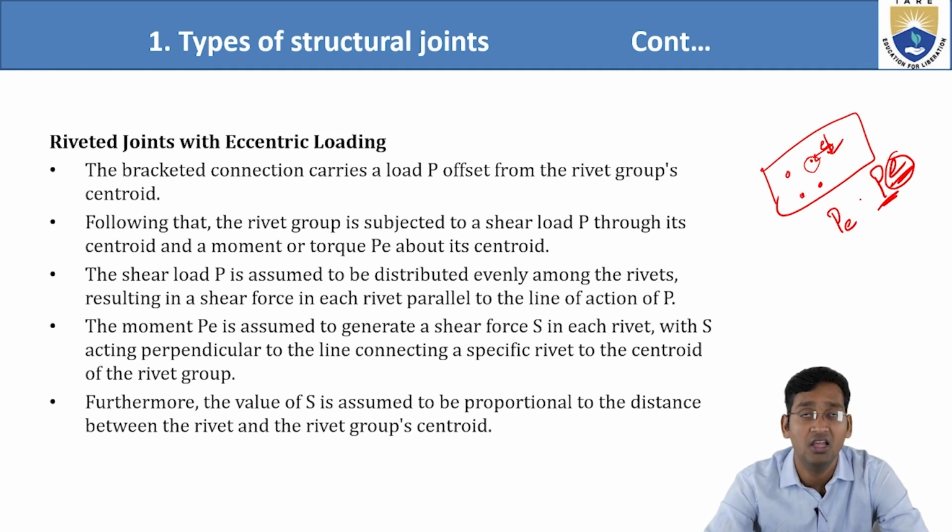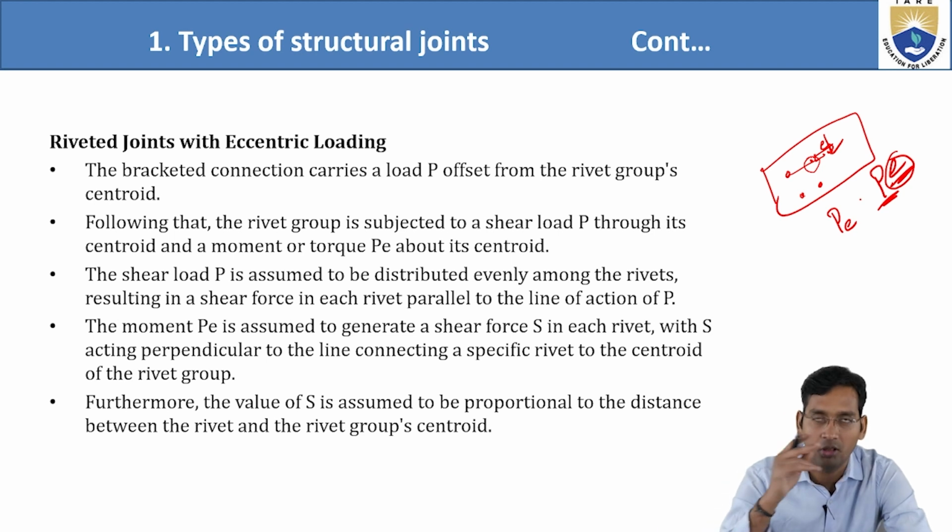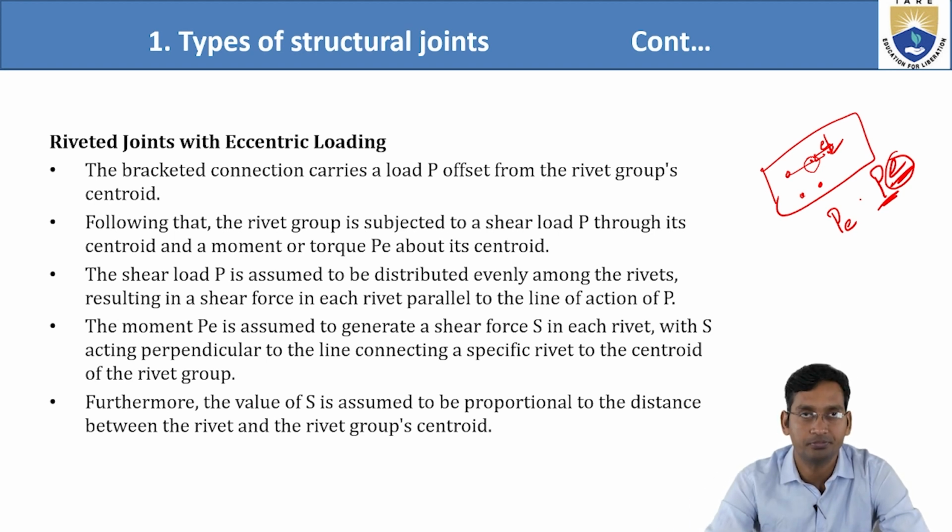The shear load P is assumed to be distributed evenly among the rivets, resulting in a shear force in each rivet parallel to the line of action of P. Because all rivets share the same amount, the line of action will be parallel to P.